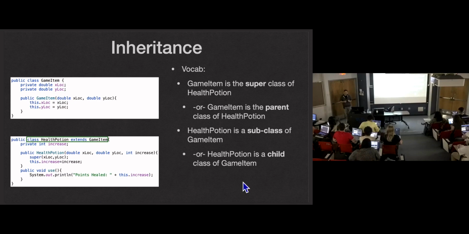Wait, then why is health potion called the child and game item called super? Super is important. That's actually going to come up in our code even. The subclass, child class terminology, that's just for us humans to talk about it. But the game item doesn't know that it has any child classes.